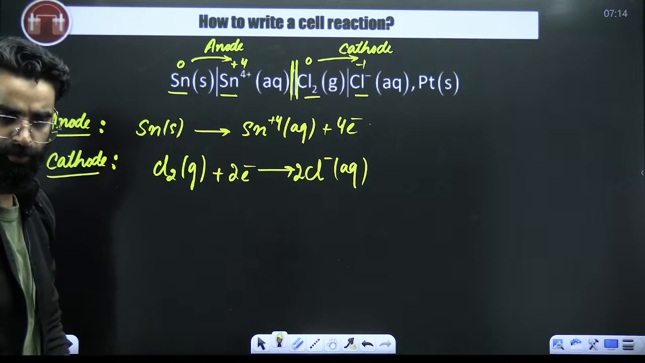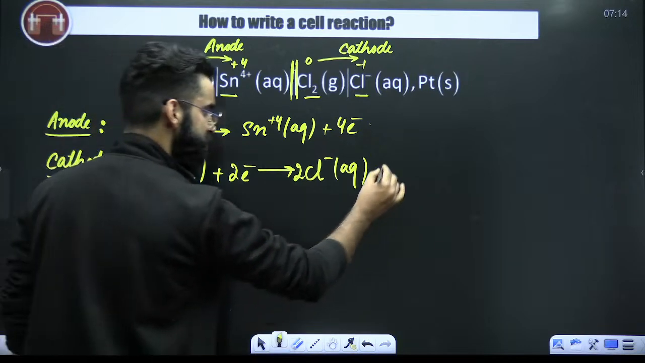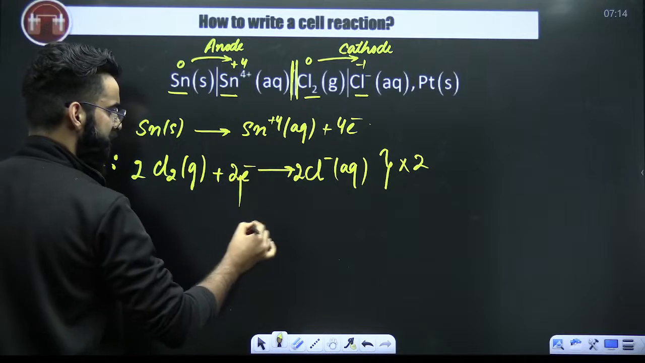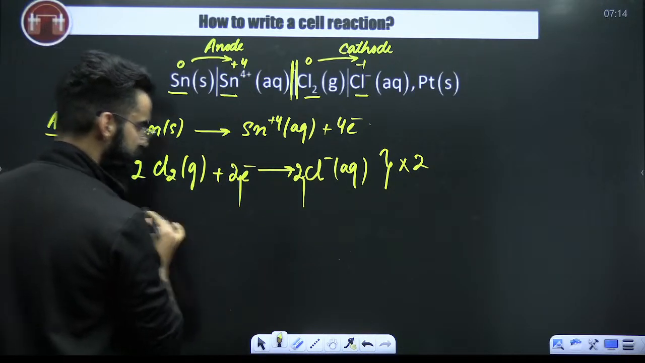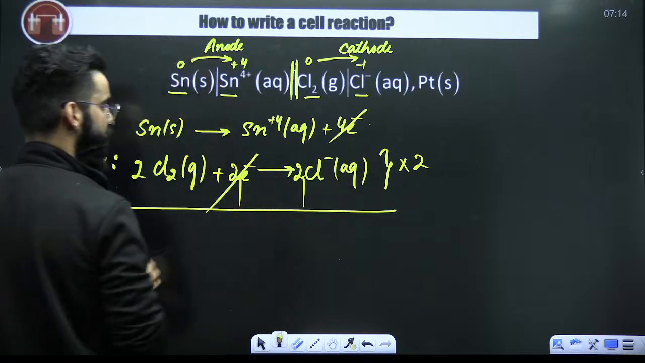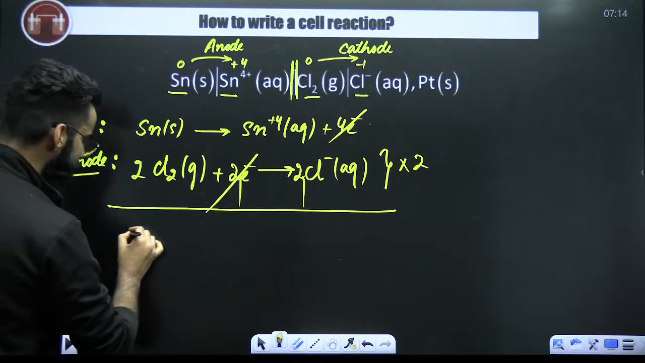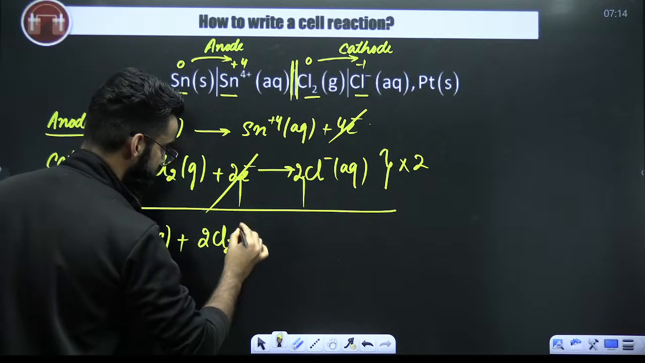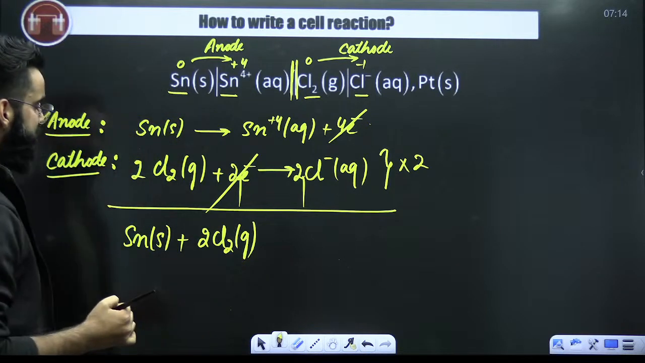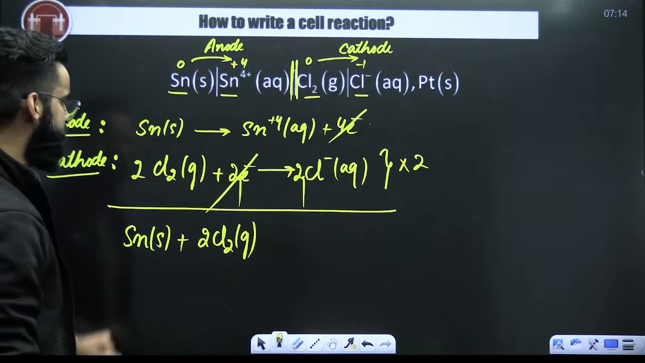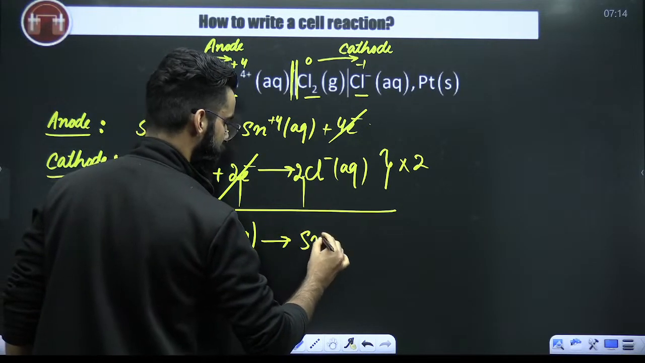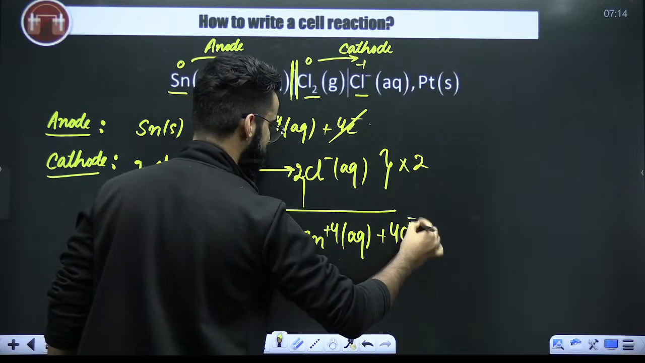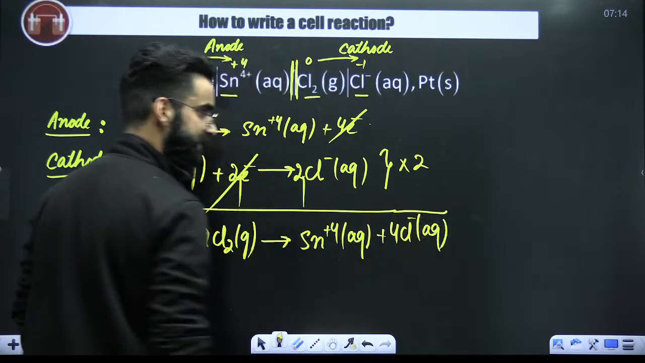Are the electrons balanced in both? No. You'll be balancing the electrons. So multiply this particular reaction by number 2. This becomes 2 times. This becomes 4 times. Now add these two reactions, I would say 4 and 4 got cancelled. So the net reaction is going to be tin solid plus 2 times Cl2 gas. It gives Sn plus 4 aqueous, and with that, you'll be writing 4 times Cl negative aqueous as well. So this is your net cell reaction.